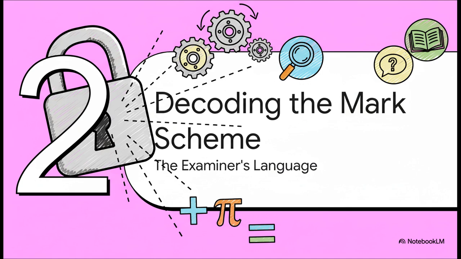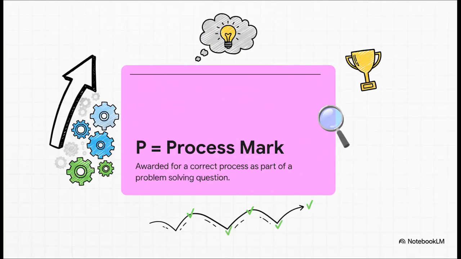Right. Hold on. Before we even think about touching a calculator, we've got to learn to speak the examiner's language. Seriously, understanding how you get the marks is just as important as getting the right answer. So let's break down what these little letters, P, A, and C, actually mean. Okay, first up we have the P mark. P is for process, and this one is so important.